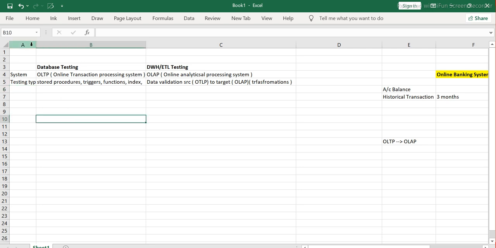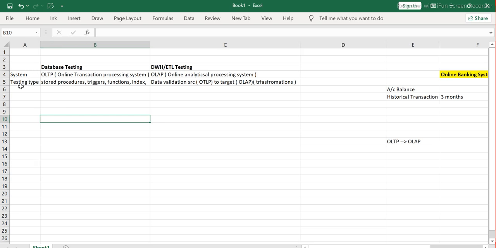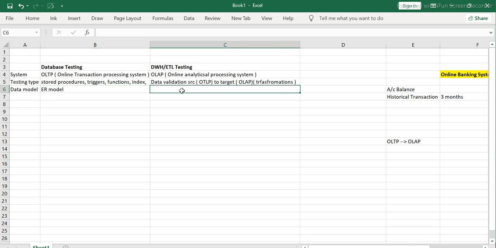Now, in terms of differences, right? What are the other differences? The data model, right? What kind of data models are there for database testing? As I said, these are the OLTP systems, right? That's where we are doing the database testing. So these OLTP systems will be built using the ER model, guys, right? Entity relationship model, and the data warehouse will be built using the dimensional model, dimensional modeling, right?